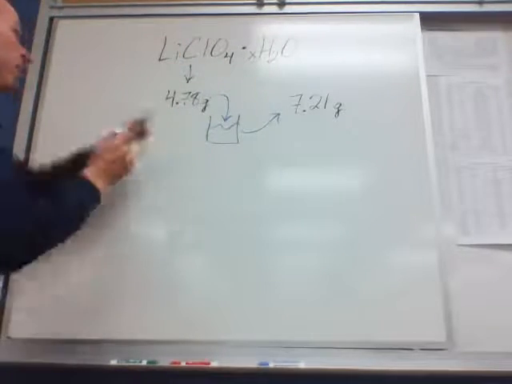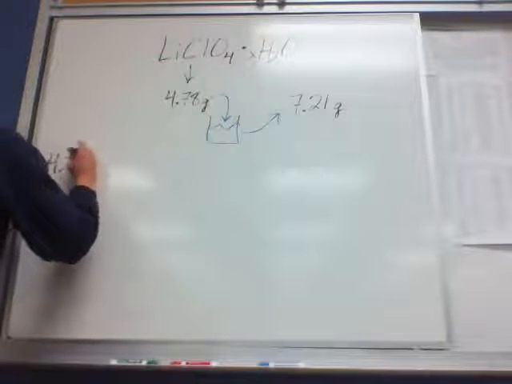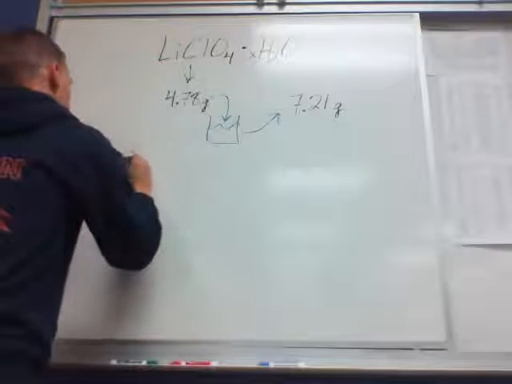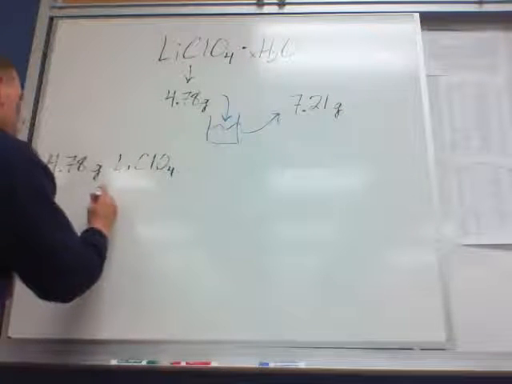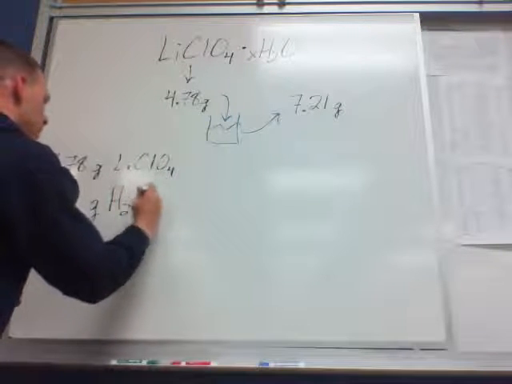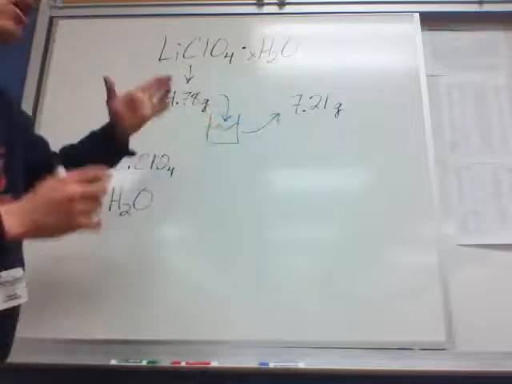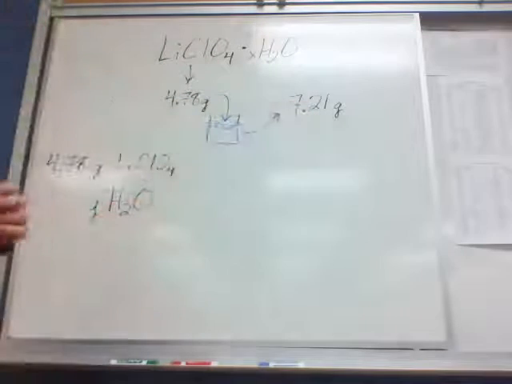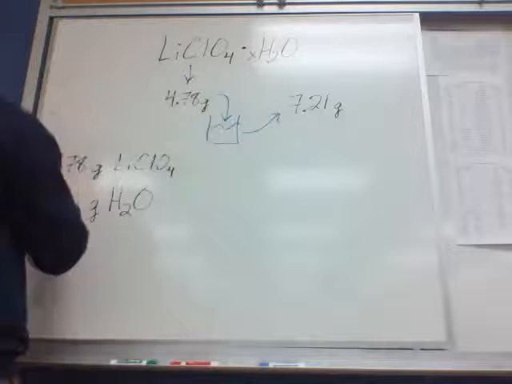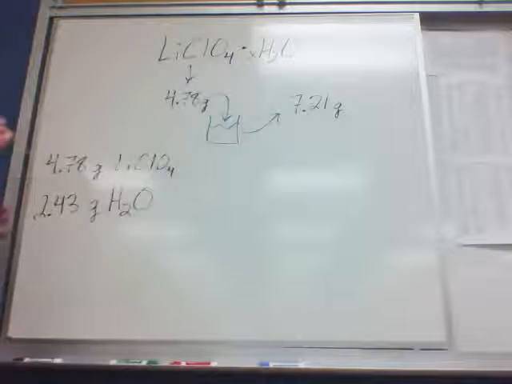Let's analyze what happened here. We know this number. This number is the amount of that we have. That was 4.78 grams of lithium perchlorate. All right? How many grams of water are in my sample right now? Not zero. So at this point, after we hydrated, 2.43. Now, if you are sitting there wondering where 2.43 came from, here's what we know.